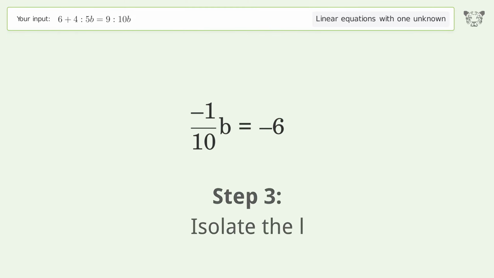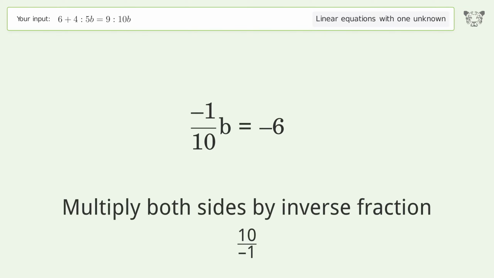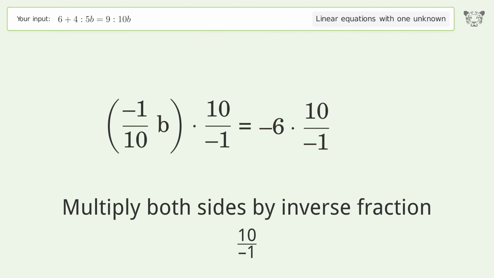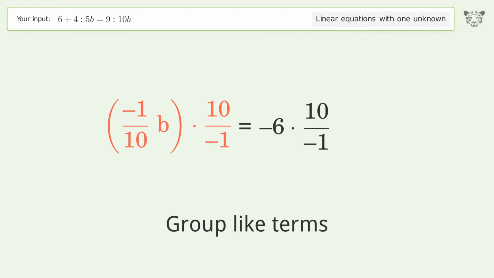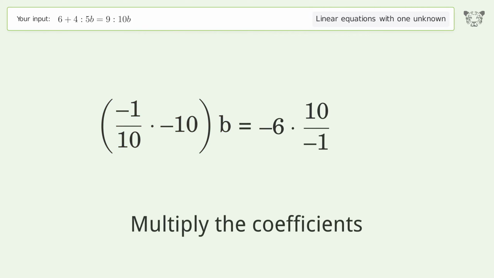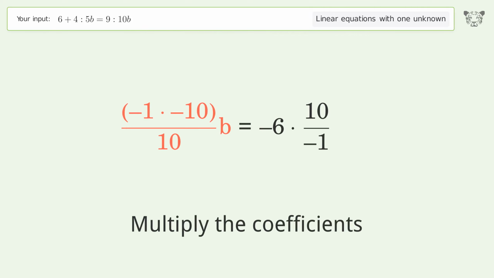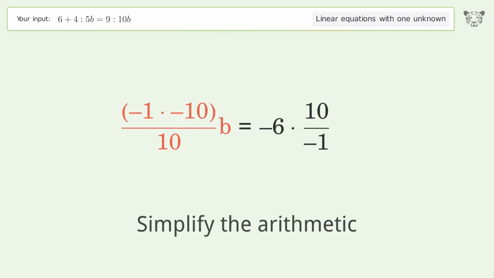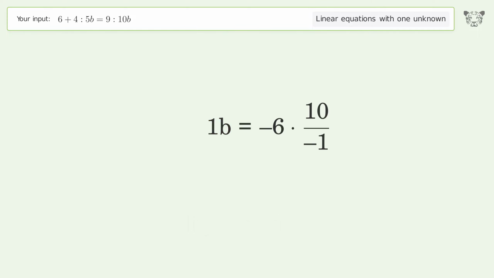Isolate the b. Multiply both sides by the inverse fraction, 10 over -1. Group like terms. Multiply the coefficients. Simplify the arithmetic. And so the final result is b equals 60.